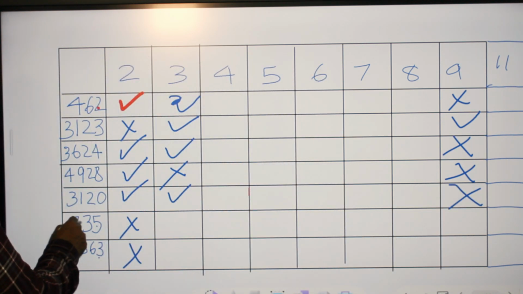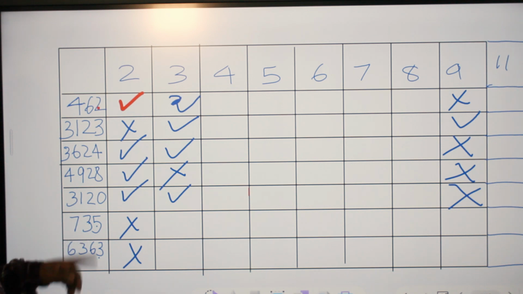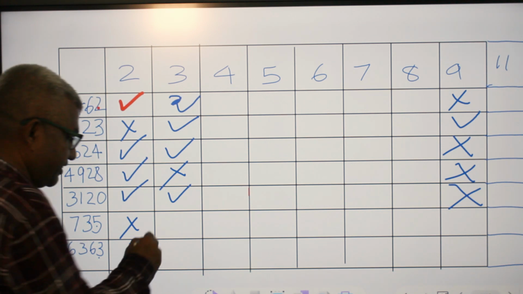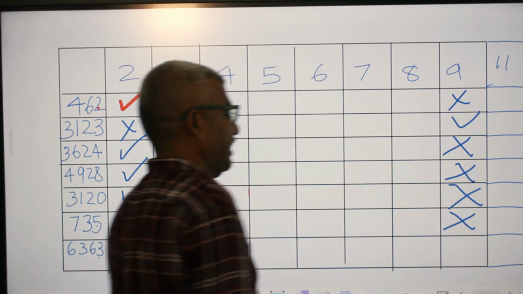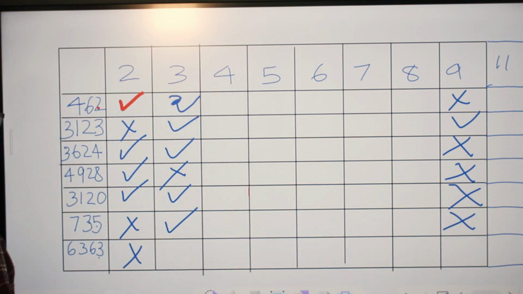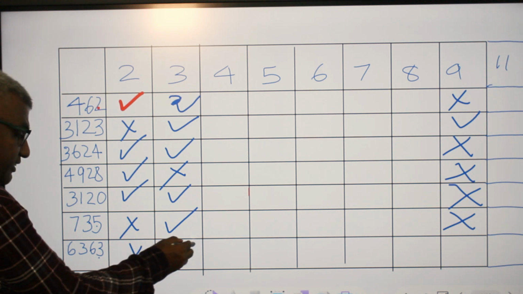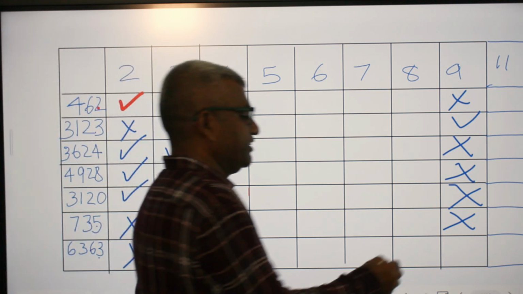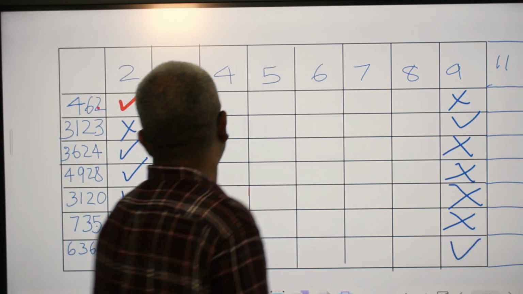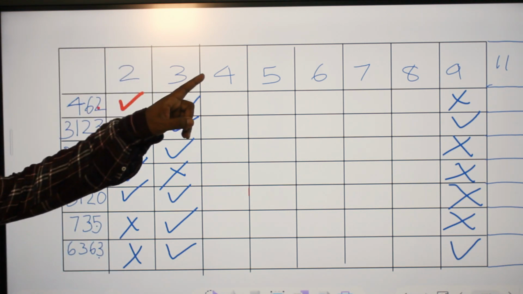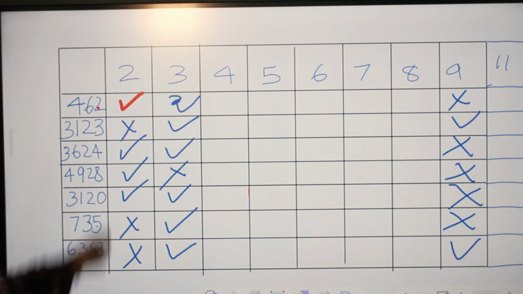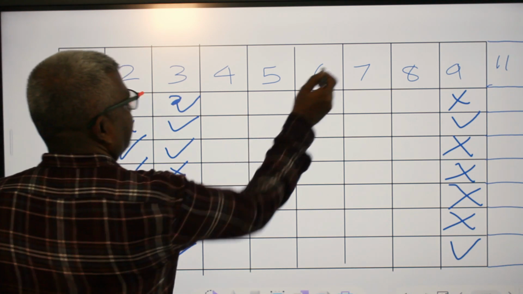735: 7 plus 3 is 10, 10 plus 5 is 15. 15 is divisible by 3, but 15 is not divisible by 9. 6363: the sum is 18. 18 is divisible by 3, and 18 is divisible by 9. Okay, we have checked all these numbers with 2, 3 and 9. Okay, we finished. And come to 6.